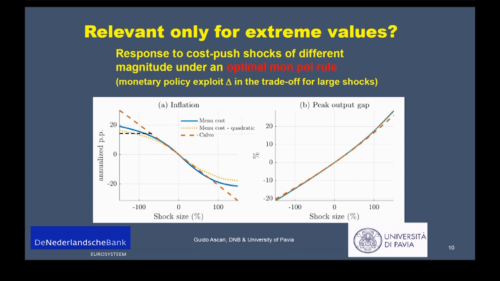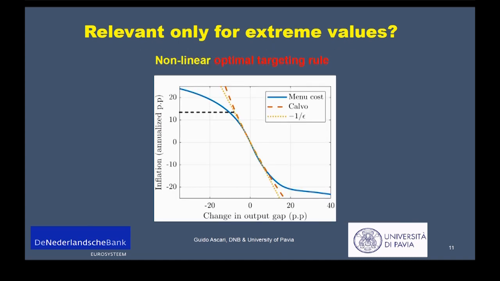The same for the optimal policy. So that's the optimal policy, cost push shock, change in trade-off. Well, when this thing is going to move from the Calvo line, which is the dashed line, again, above 15 or surely about 10, more than 10. Finally, the nonlinear optimal targeting rule that Anton shows, and again here, when this thing is really going to matter is for very high and very large shocks. So possibly shocks we have never seen. So again, I'm sitting in the camp and say, okay, good.